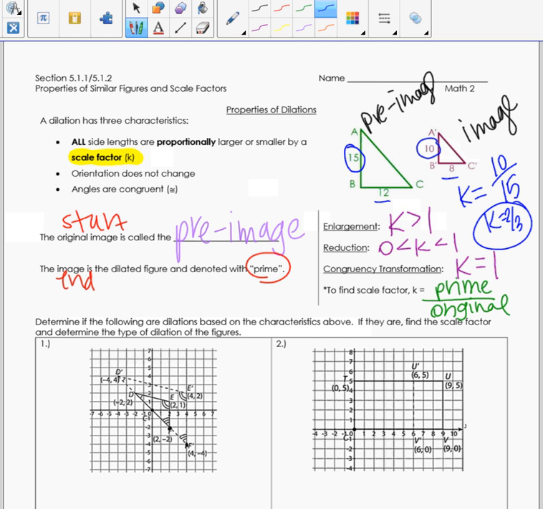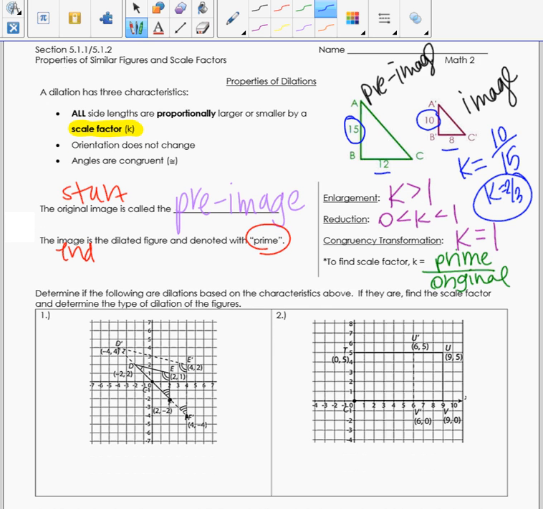So what that means, you guys, is because the green's my pre-image, the image is 2/3 the size of the original pre-image. Okay. If I had chosen to go with 8 and 12, it should always work out to be the same scale factor if you do it correctly. So I could have done 8 divided by 12, which we also know reduces to 2/3. Obviously, you can kind of tell from the picture, but the scale factor confirms the fact that it's a reduction because 2/3 falls between 0 and 1.